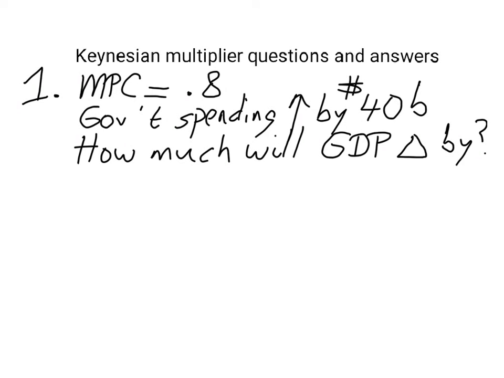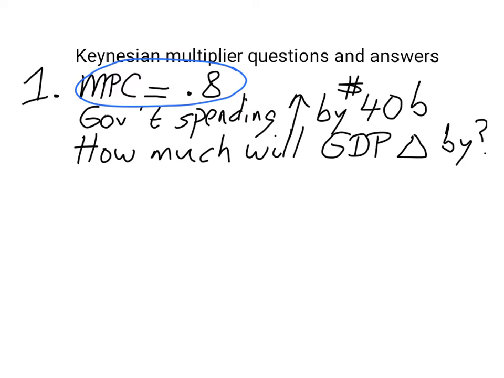So let's go over some typical Keynesian multiplier questions that you might get on a quiz or an exam. Here, let's look at question number one. Question number one, we are given that the MPC is 0.8. So the MPC is 0.8. That means the marginal propensity to consume is 0.8.